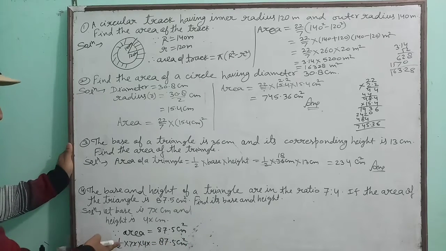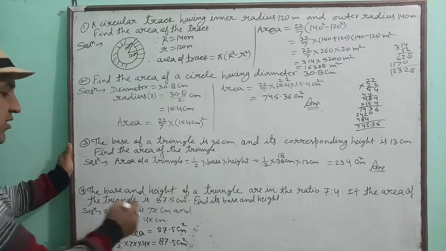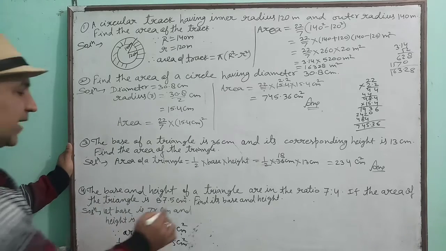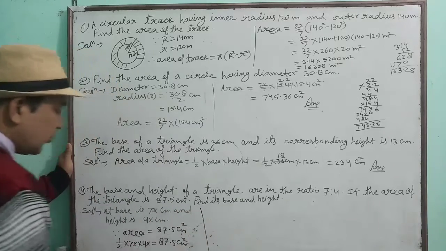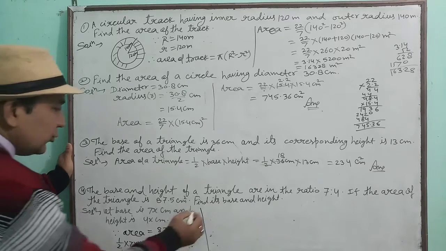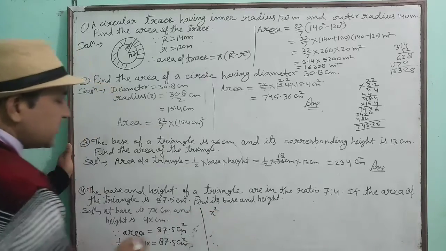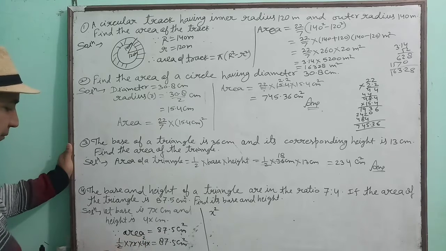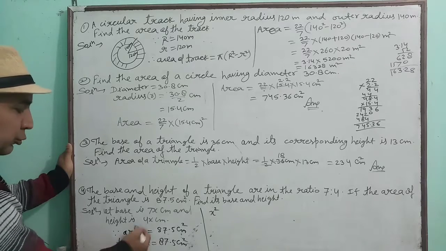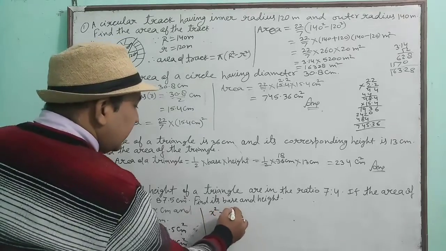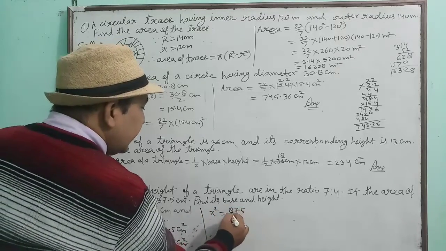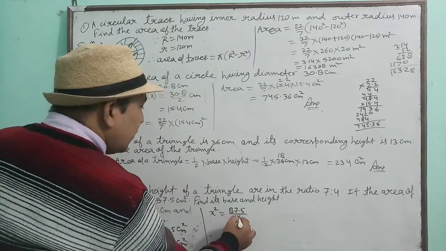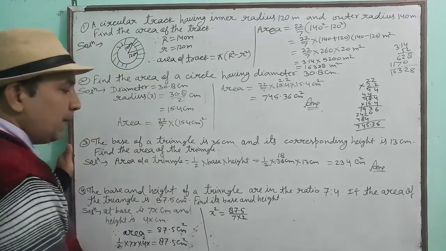That means 1 by 2 into 7x into 4x is equal to 87.5 centimeter square. Now solve this one. x into x is x square. 2 is dividing 4 by 2 times, and 7 into 2 will go to the right hand side. Then it will become 87.5 upon 7 into 2.